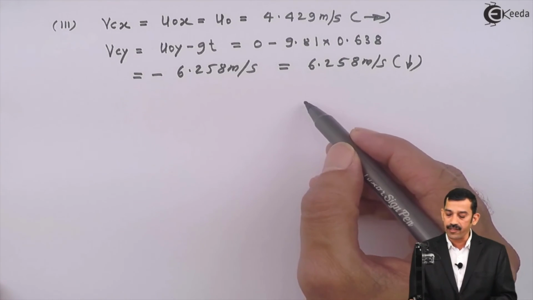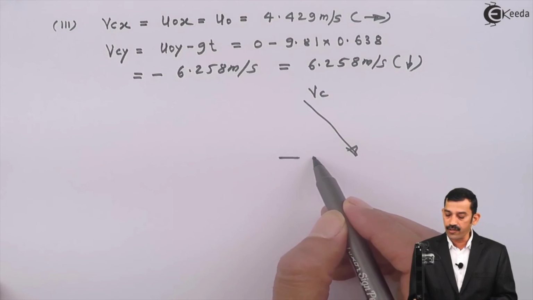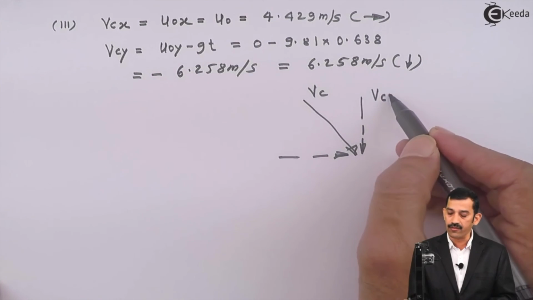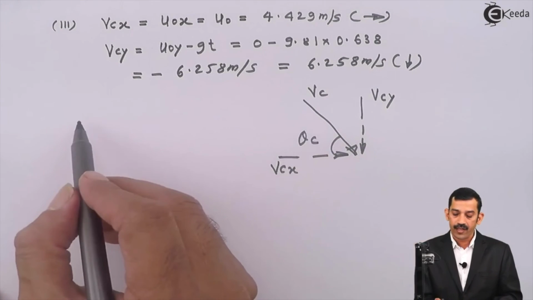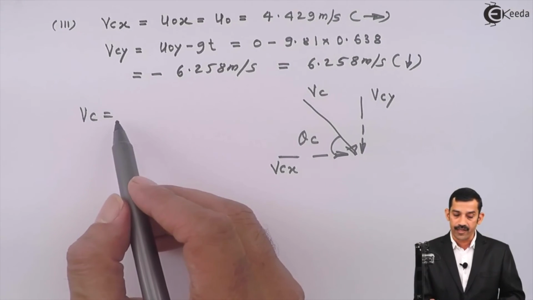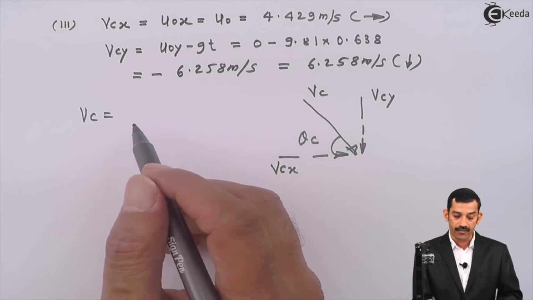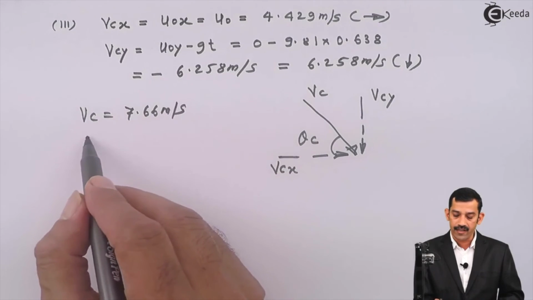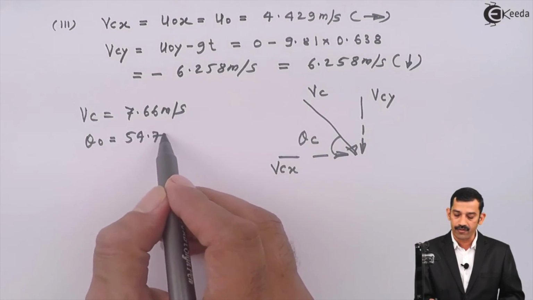As we are reading, one component is horizontal, the other one is vertical. Graphically, if I represent it here, the velocity Vc has a horizontal component rightward and a vertical component downward, Vcy, this component is Vcx, and the angle is theta c. Applying the Pythagoras theorem, square root of Vcx square plus Vcy square, you will find Vc comes out to be 7.66 meters per second, and the angle theta c you will find to be 54.71 degrees.